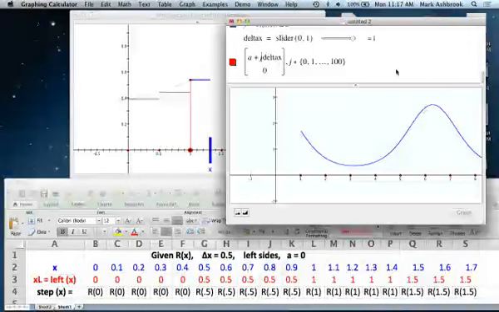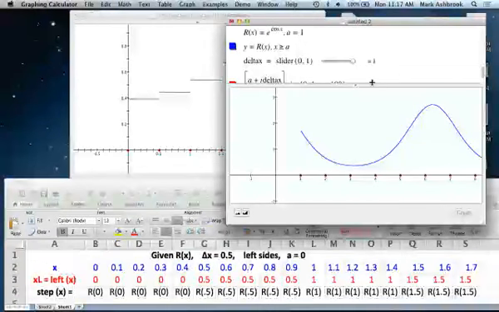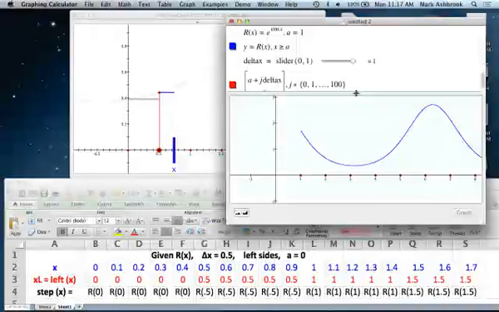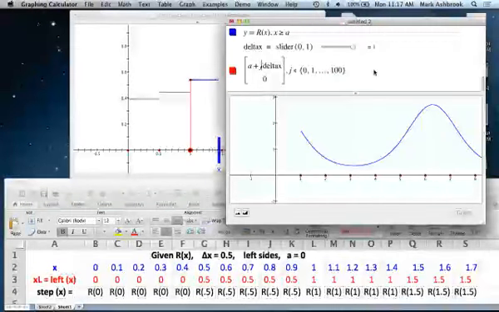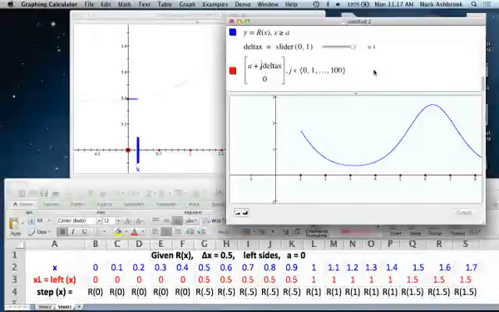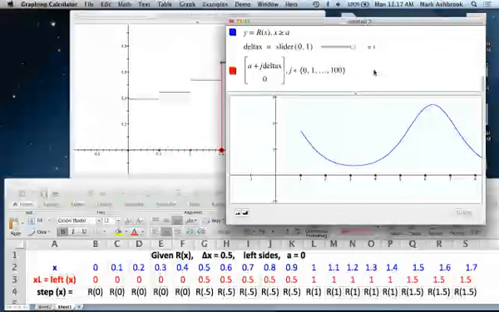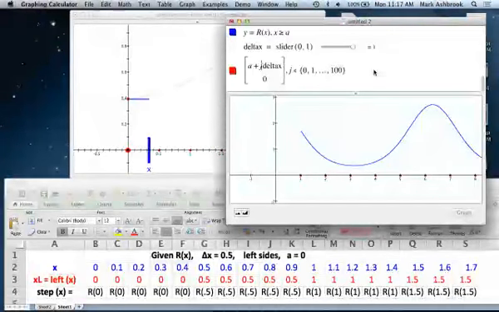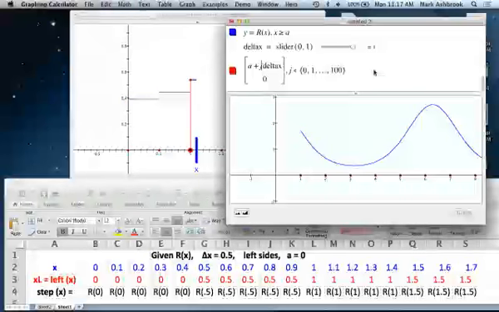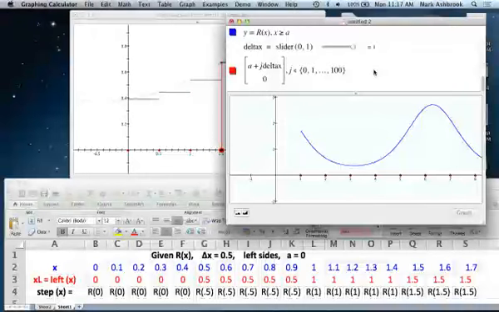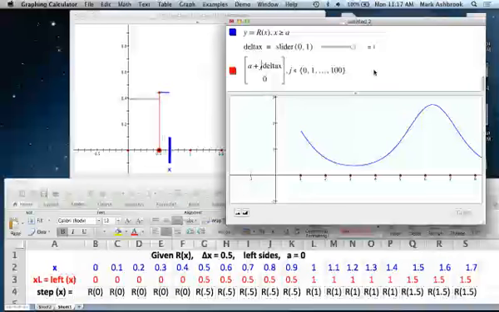Where did I lose you? I'm sorry? Yep. Other questions right now? Yeah, Aaron. How do you get the member symbol? Control Shift E, thank you. Other questions? I don't want to go any further until you guys are with me.